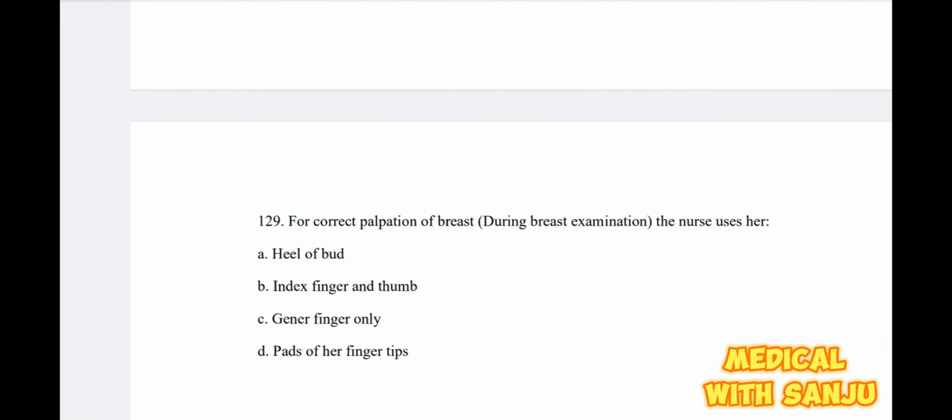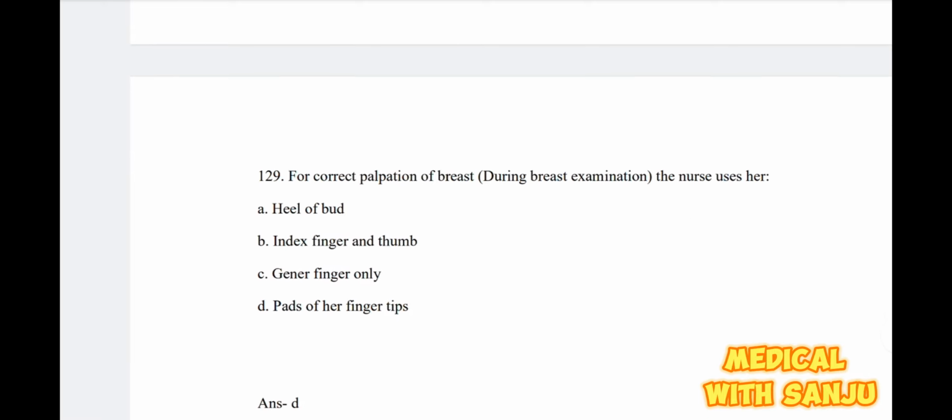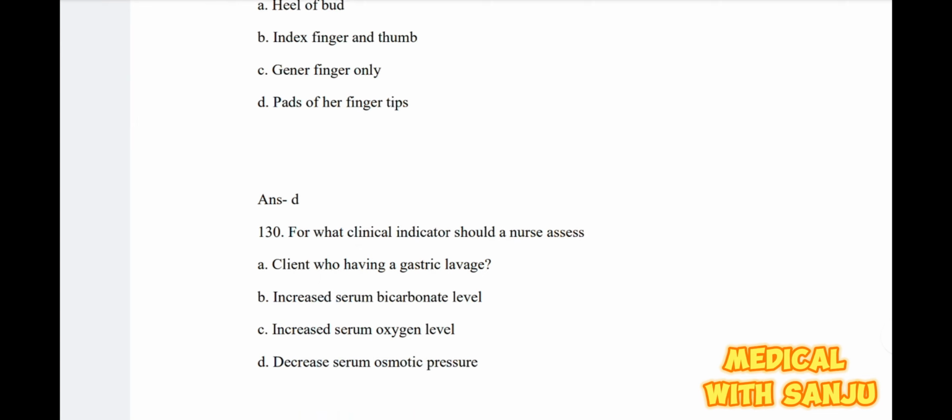Question number 129. For correct palpation of a breast during breast examination, the nurse uses her option A heel of hand, option B index fingers and thumb, option C fingers only, or option D pads of fingertips. Always use pads of her fingertips during breast examination. Option D is right answer.